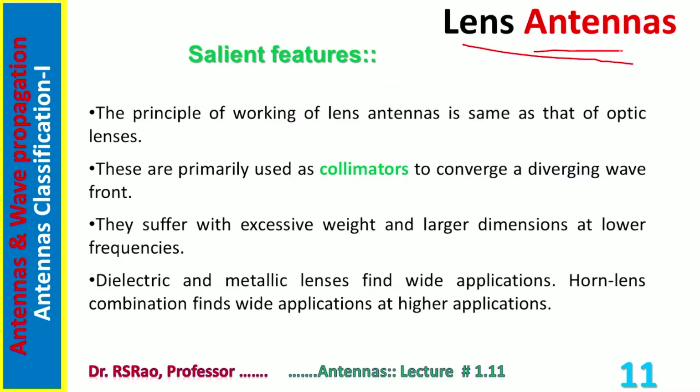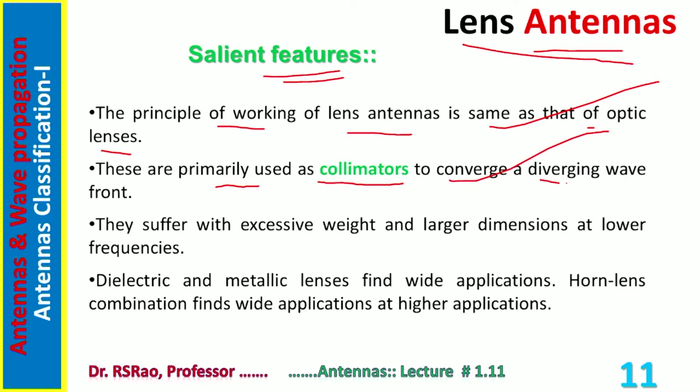Lens antennas. A few points regarding lens antennas. The principle of working of lens antennas is same as that of optic lenses. These are primarily used as collimators to converge a diverging wavefront. They suffer with excessive weight and larger dimensions at lower frequencies. Dielectric and metallic lenses find wide applications.